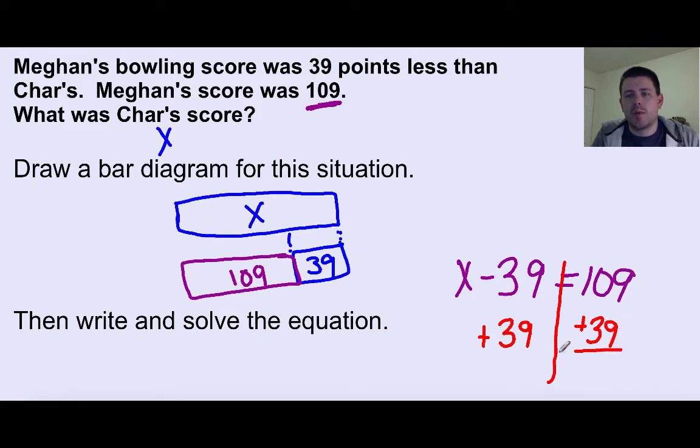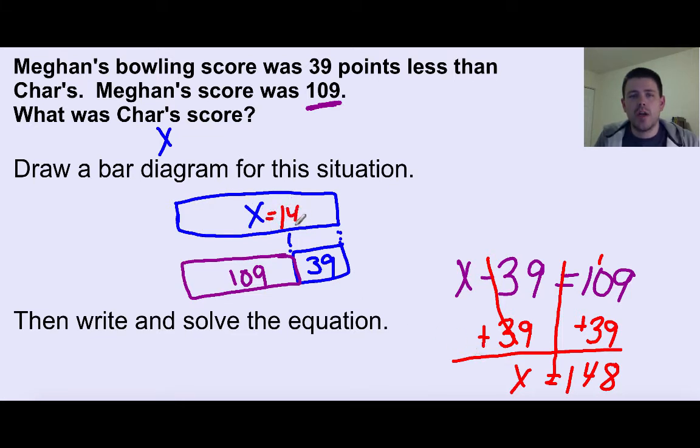But like we talked about before, you have to treat both sides of the problem equally. They took away 39, we put it back, so it's like we're back to the starting point, which is x. Over here, 109 plus 39. Do a little addition, and we get a total of 148 points. So Char's total should be 148, which is 109 plus 39.